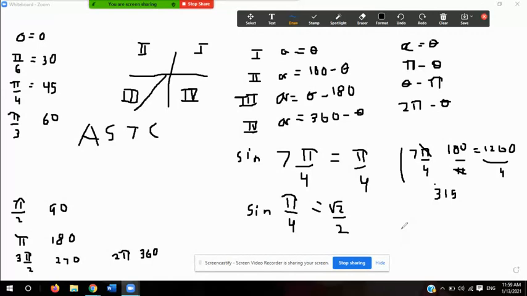So that means that my answer, the cosine of 7 pi over 4 is going to be negative square root of 2 over 2. I'm sorry, not the cosine, the sine. The sine of 7 pi over 4, let me write that better. The sine of 7 pi over 4 equals the negative square root of 2 over 2. Okay? The negative square root of 2 over 2.